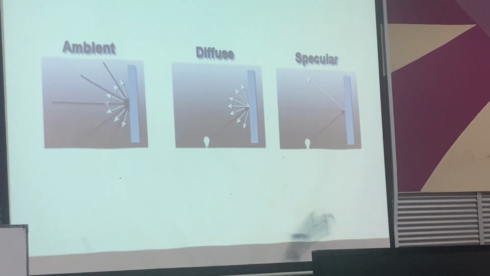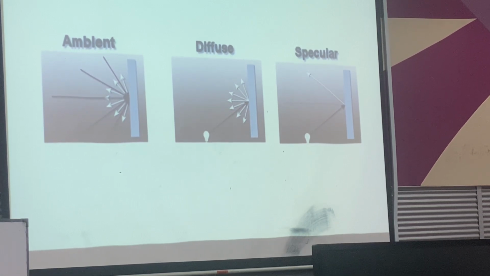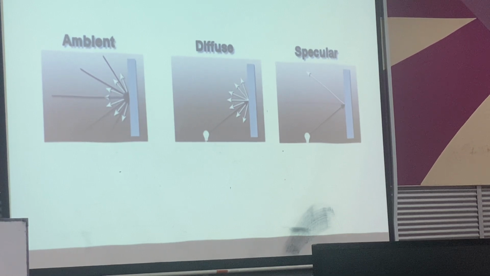So these are the three basic lights. This one you have to know. We will also implement all of this in your practical, and you have to apply it in your assignment. The three types of basic lighting in OpenGL are ambient, diffuse, and specular. Let's see them one by one.